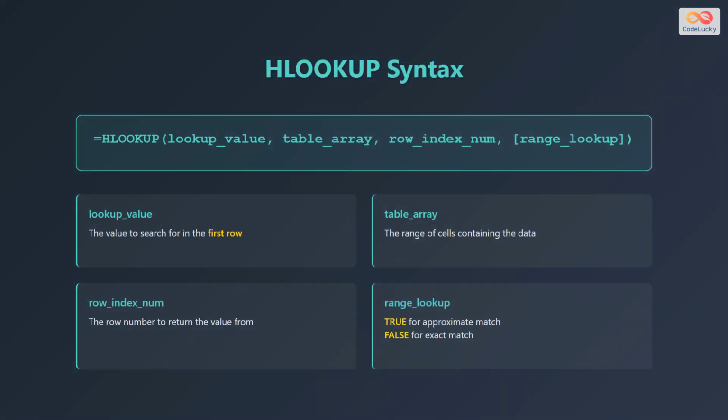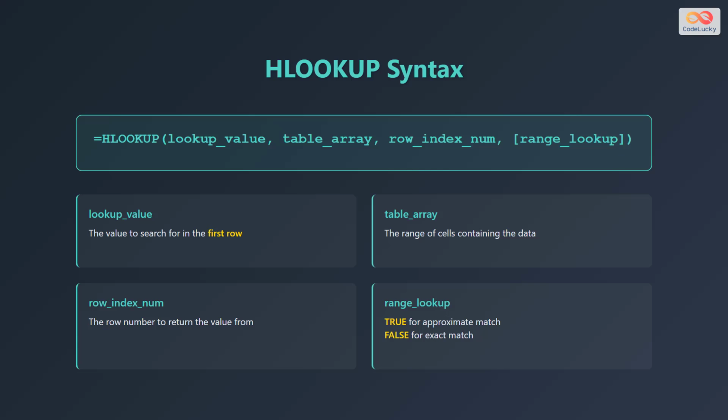The syntax for the HLOOKUP function is as follows: =HLOOKUP(lookup_value, table_array, row_index_num, range_lookup). The lookup value is the value you want to search for in the first row of the table. The table array is the range of cells containing the data where you want to perform the search. The row index number is the row number from which to return a corresponding value.